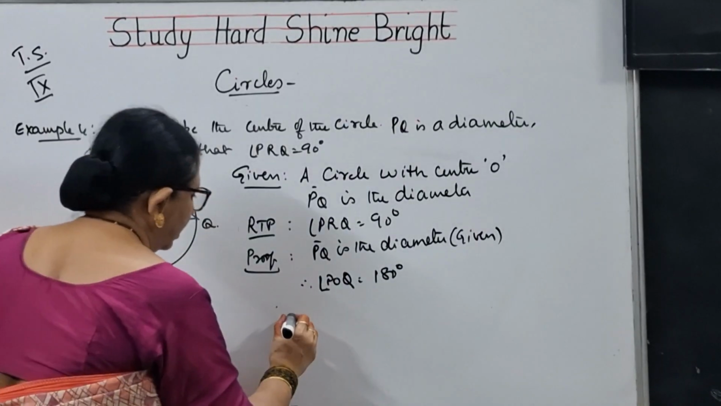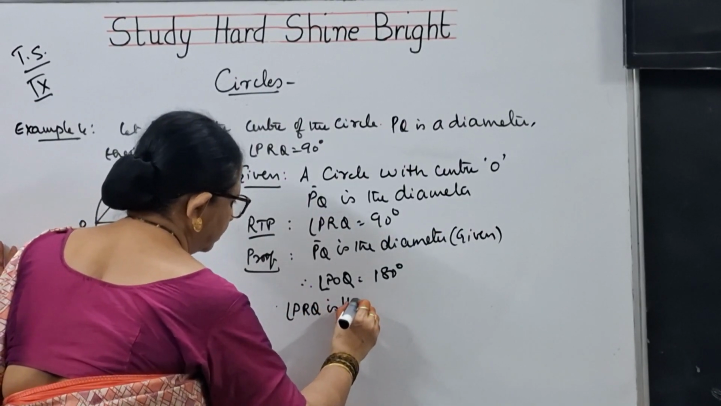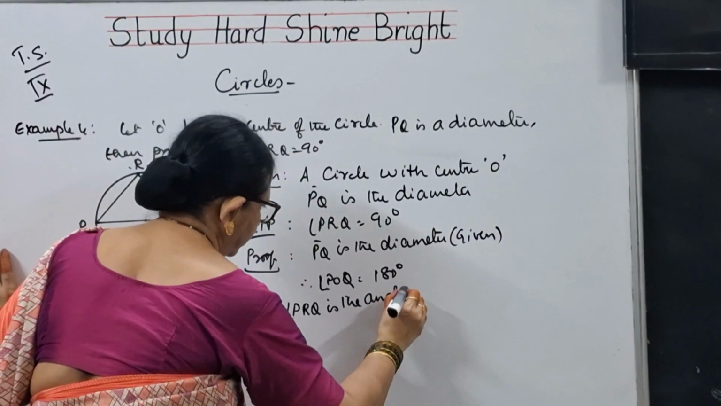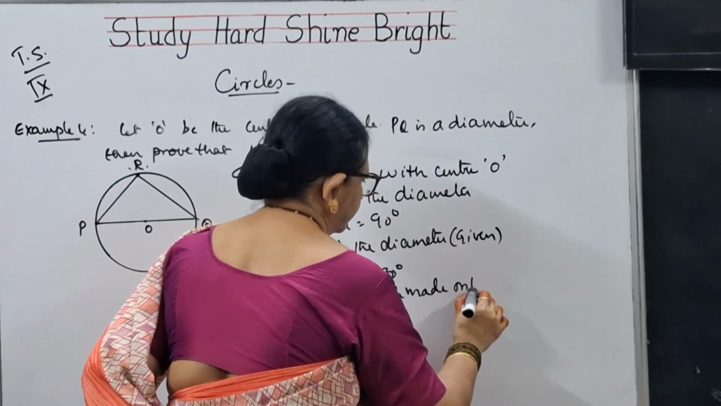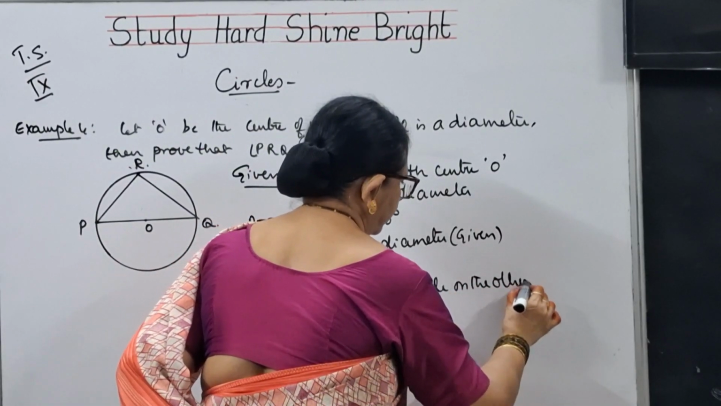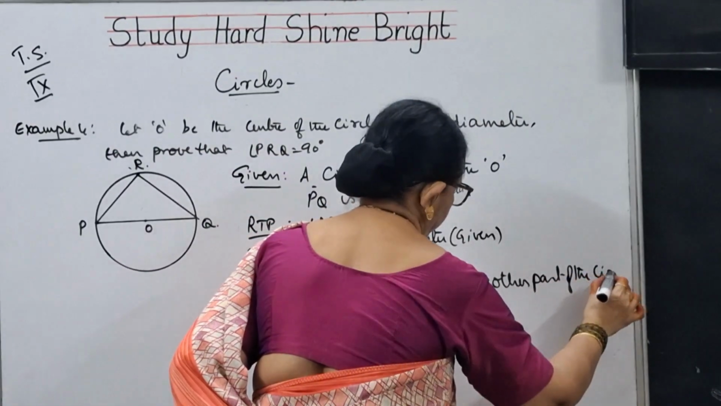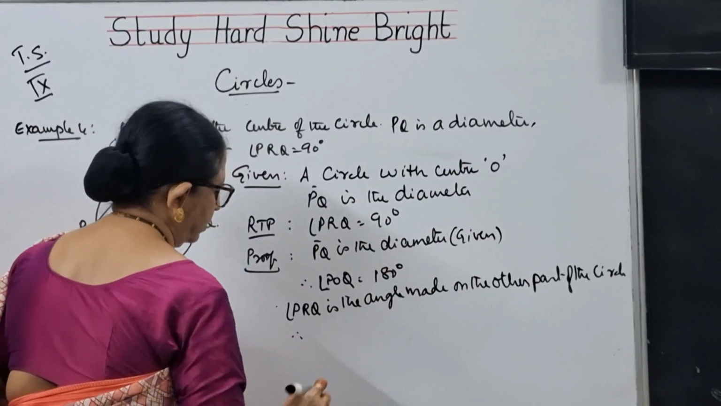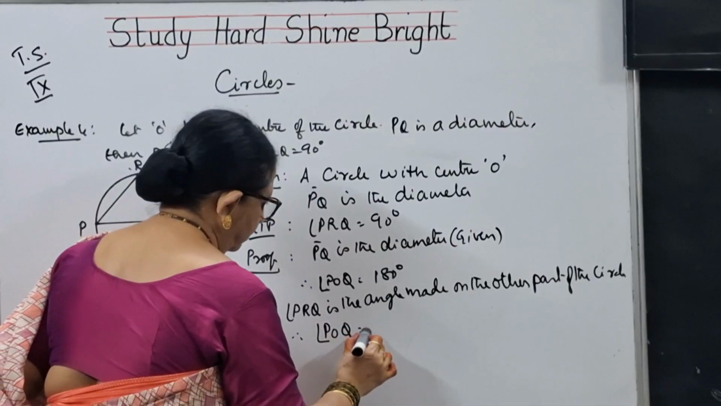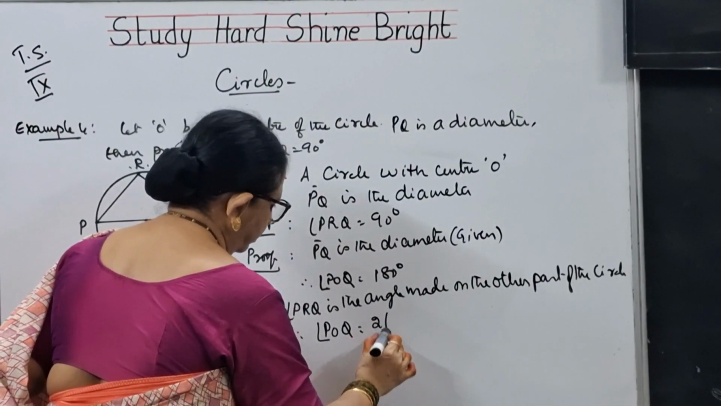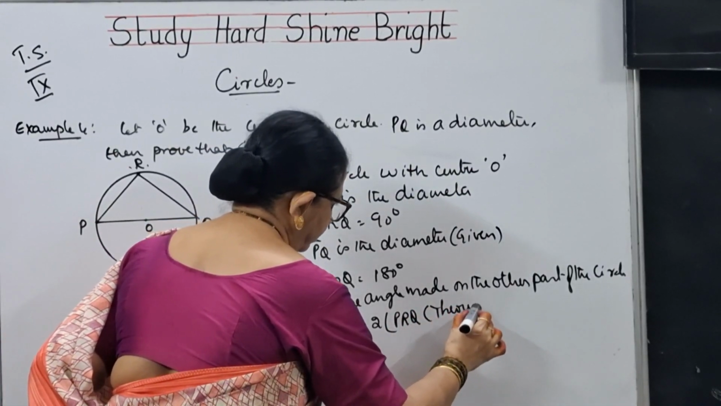So we can say that angle PRQ is the angle made on the other part of the circle. Therefore, angle POQ is equal to 2 times of angle PRQ basing on the theorem which we have learned.